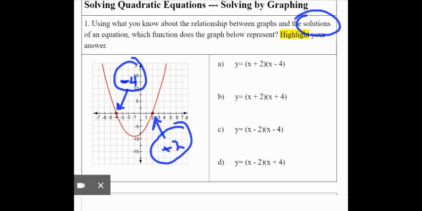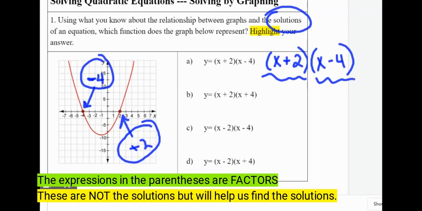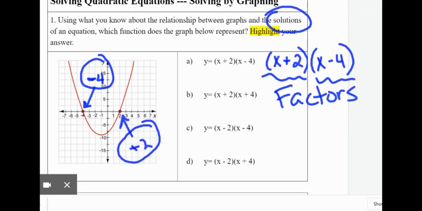But be very careful, because what you're looking at over here is the equation. This equation is not yet solved. X plus 2 and x minus 4, these guys right here, these are called factors. These are not the solutions. These are halfway to the solutions. We need to factor in order to solve. So be very careful with that.